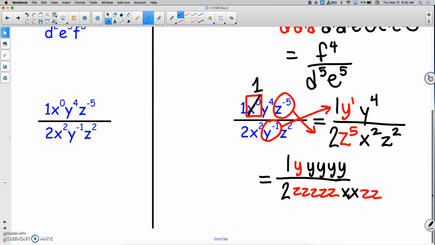So on the top of my fraction, I have 5 y's. So 1 y to the 5th, or just y to the 5th. On the bottom, I've got my 2. I have 2 x's, and I have a total of 7 z's. So this is my final answer. Y to the 5th over 2x squared z to the 7th.